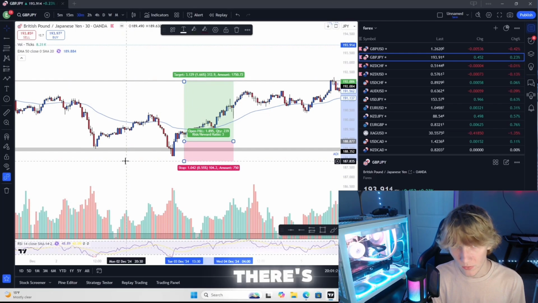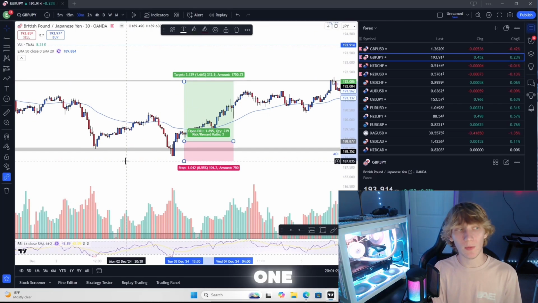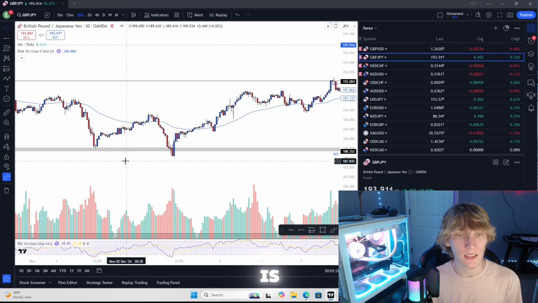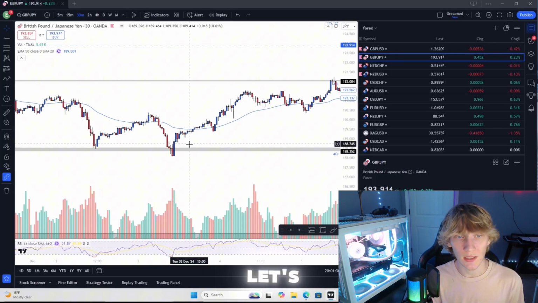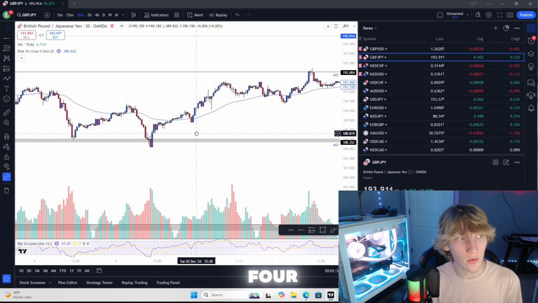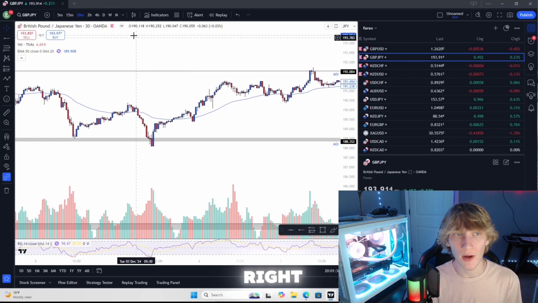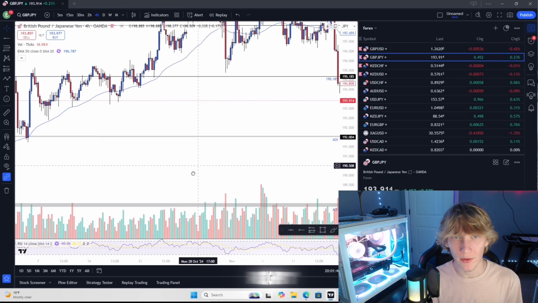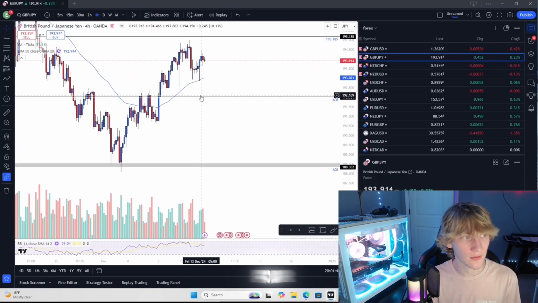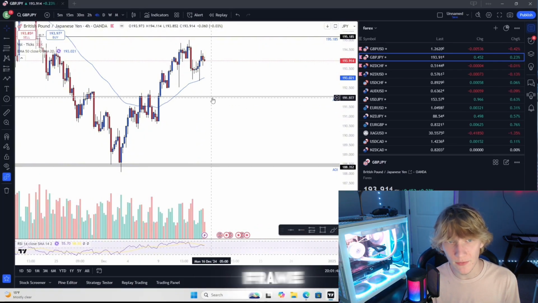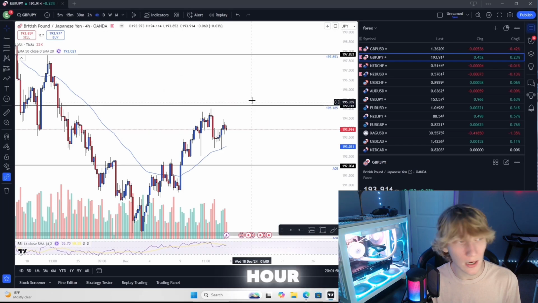So there's multiple different ways you can do this. But one thing I can tell you that does not work for me is trying to trade, let's just say, the 30-minute time frame and targeting 4-hour targets. Obviously, this is an area of interest that I found on the 4-hour, but you have to understand this is the 4-hour time frame, and this is also the 4-hour time frame.